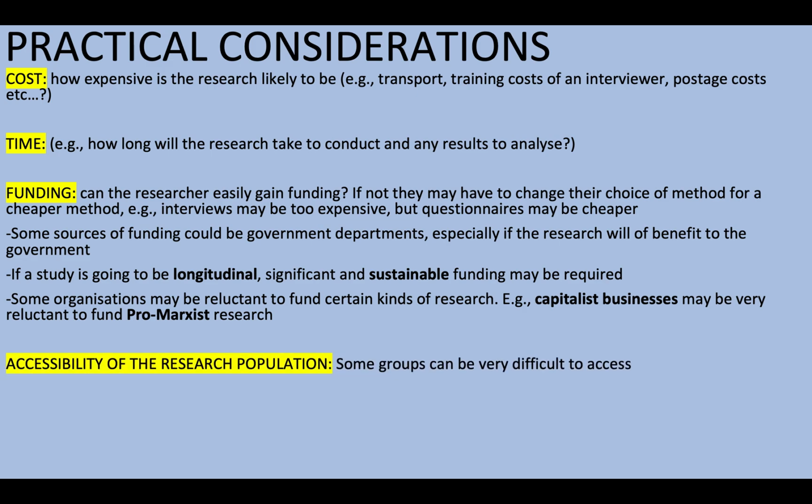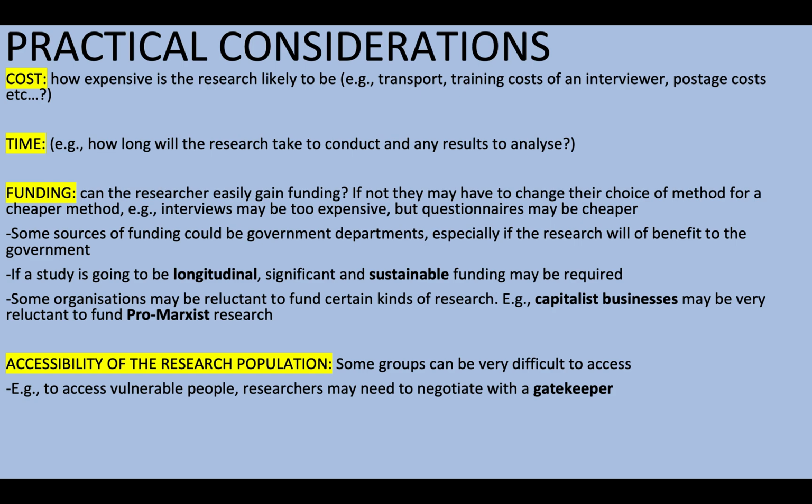Now, this one we've looked at before, so let's go back into it, but let's add some more detail if we need to. So, accessing the target population. Some groups can be exceptionally difficult to access. So, with vulnerable groups, you might have to negotiate with a gatekeeper. So, say you're researching in a school, you might have to research pupils.